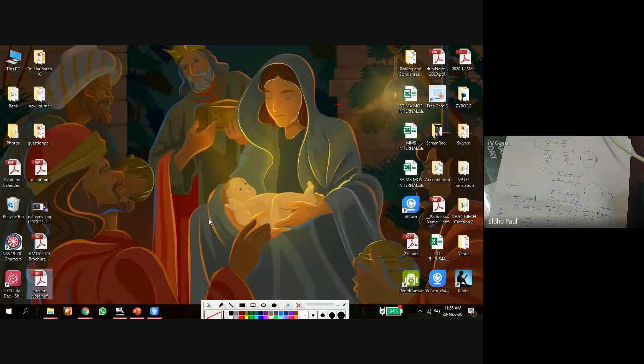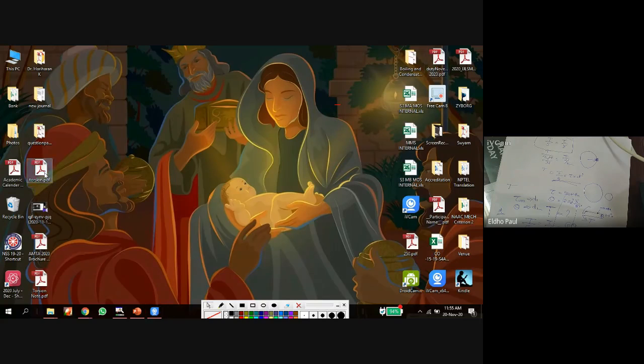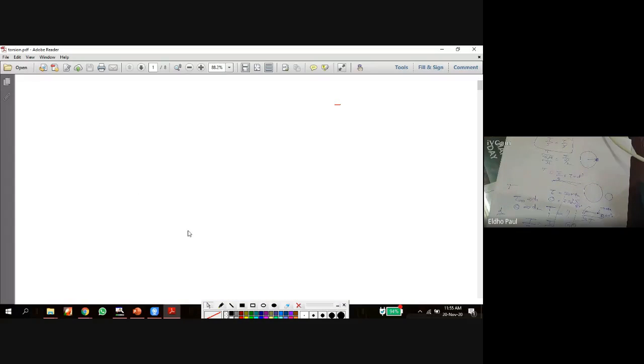And I will give a tutorial based on this torsion. So in the exam also you have to study this tutorial. This is the tutorial based on the torsion.